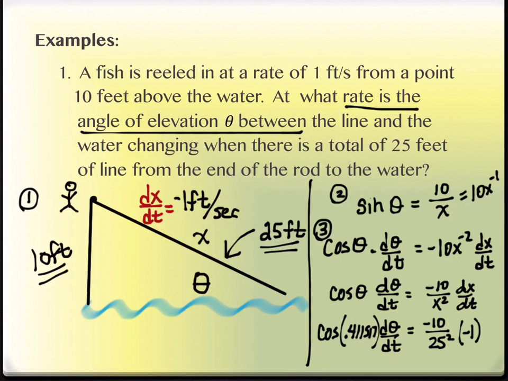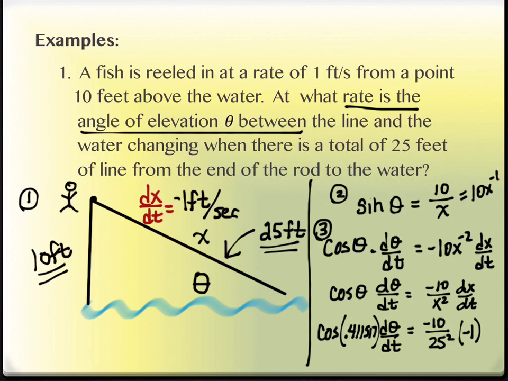This one told you that the rate at which the fishing line is being pulled in, right, the guy's reeling the fishing line in, is 1 foot per second. And so the quantity that it's asking you for is the rate that the angle's changing, which would be d theta, because that's the angle, dt, over time.